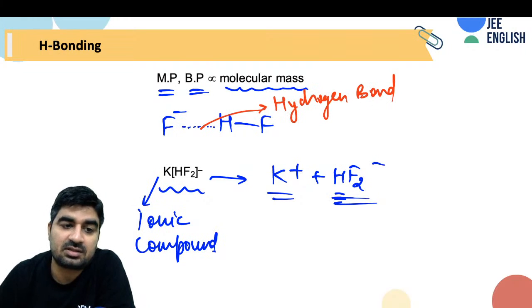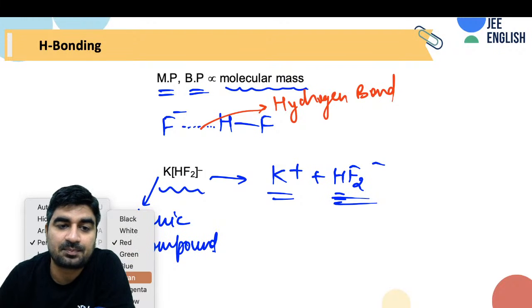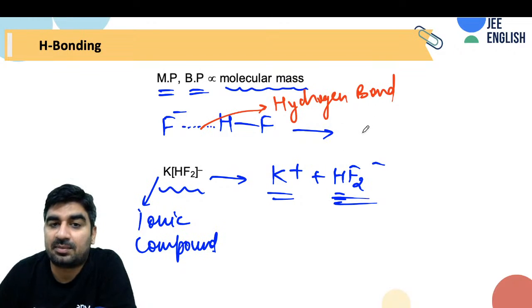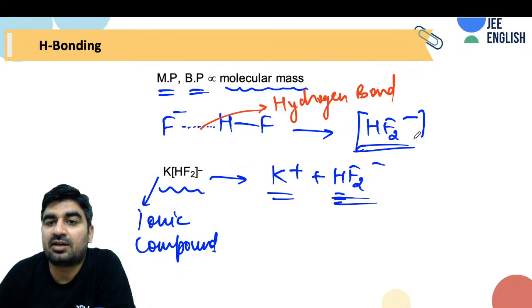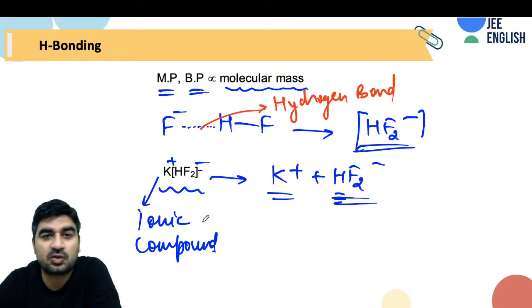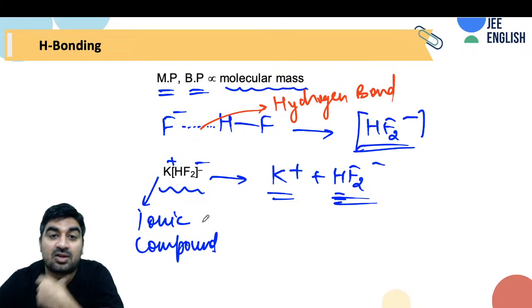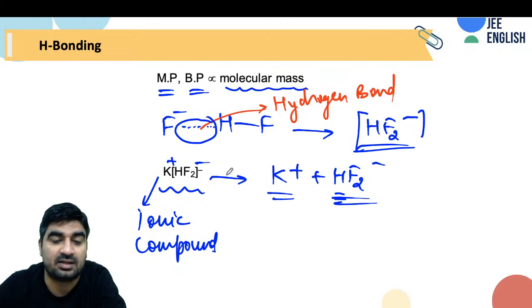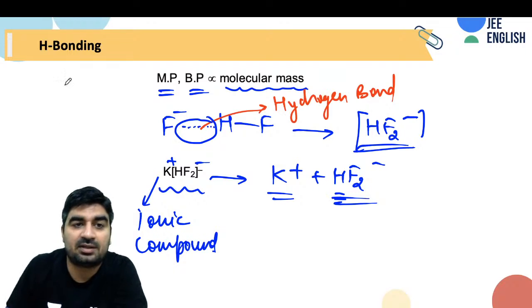As a result of this hydrogen bond, I am getting HF2 minus. So due to the hydrogen bonding, it is negatively charged, so it will combine with K plus. So there is some force of attraction between F and H. And I hope you remember it.